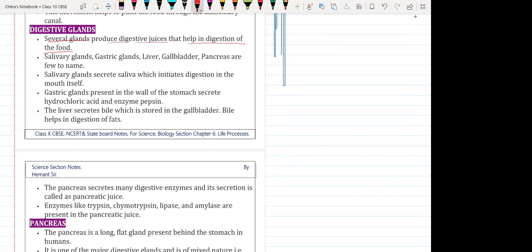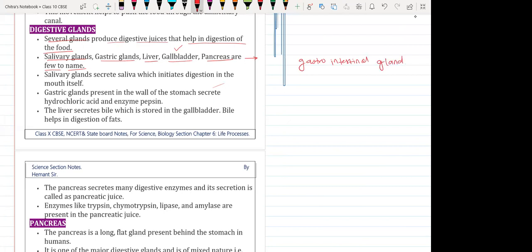We have salivary gland, gastric gland, liver, gallbladder. Actually, gallbladder is used to store the bile juice. Then we have pancreas, these are a few to name. And a few glands are not mentioned here. They are called gastrointestinal glands, which are present in the intestine also. Gastrointestinal gland.